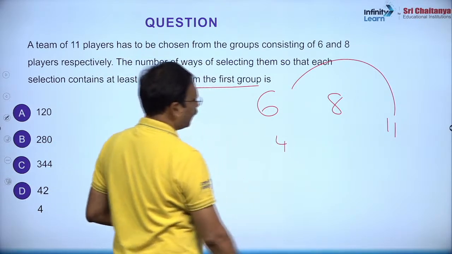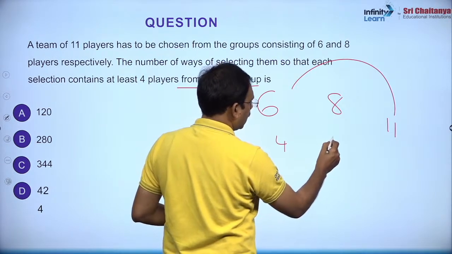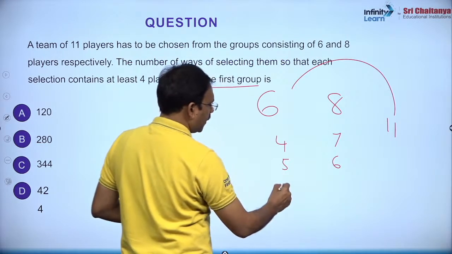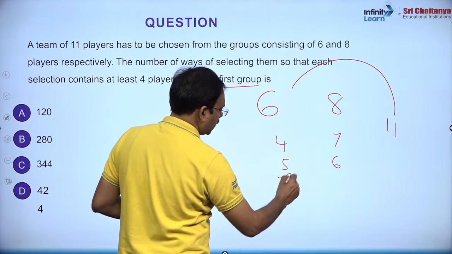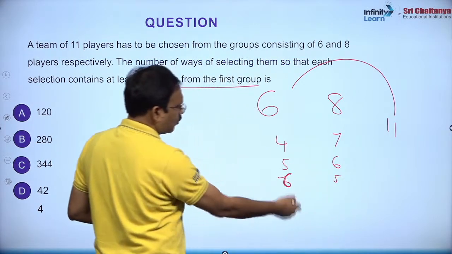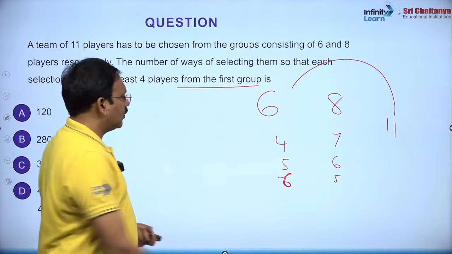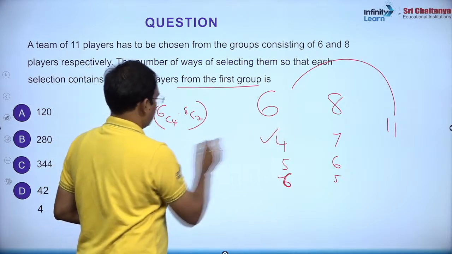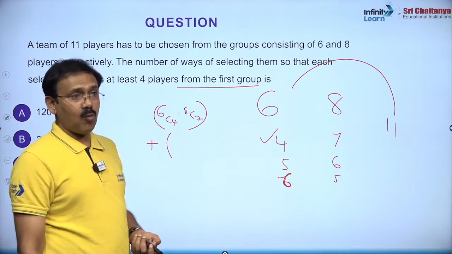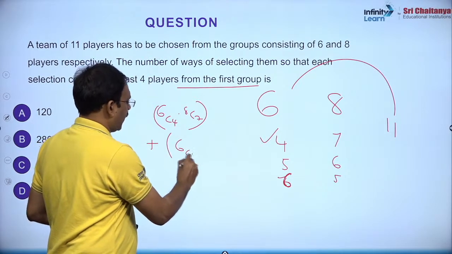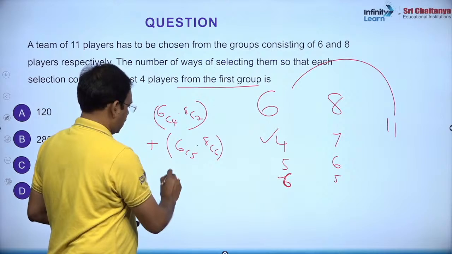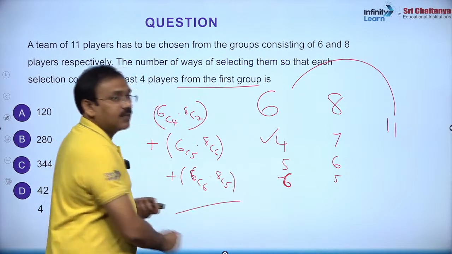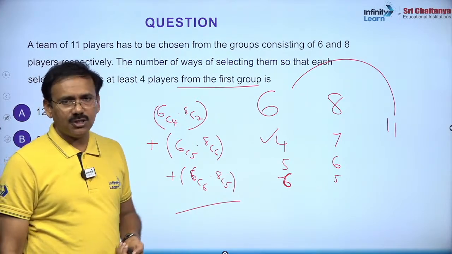You can take 4 here, then you have to take 7. If you take 5 here, you have to take 6. If you take 6 here, you have to take 5, and you cannot go further here. So, 6C4 multiplied by 8C7 is the first combination, plus another combination 6C5 multiplied by 8C6, plus 6C6 multiplied by 8C5. You have to add these three, you will be getting the answer, right?